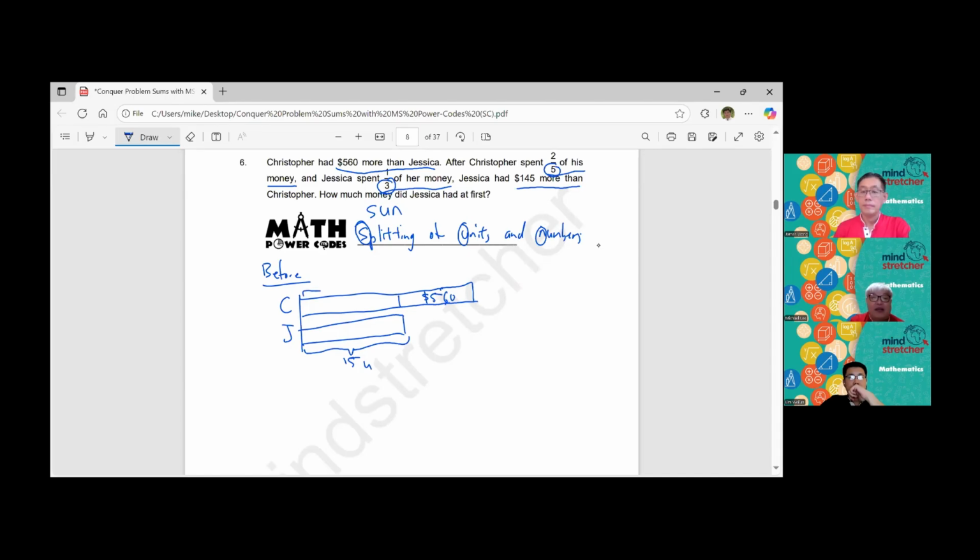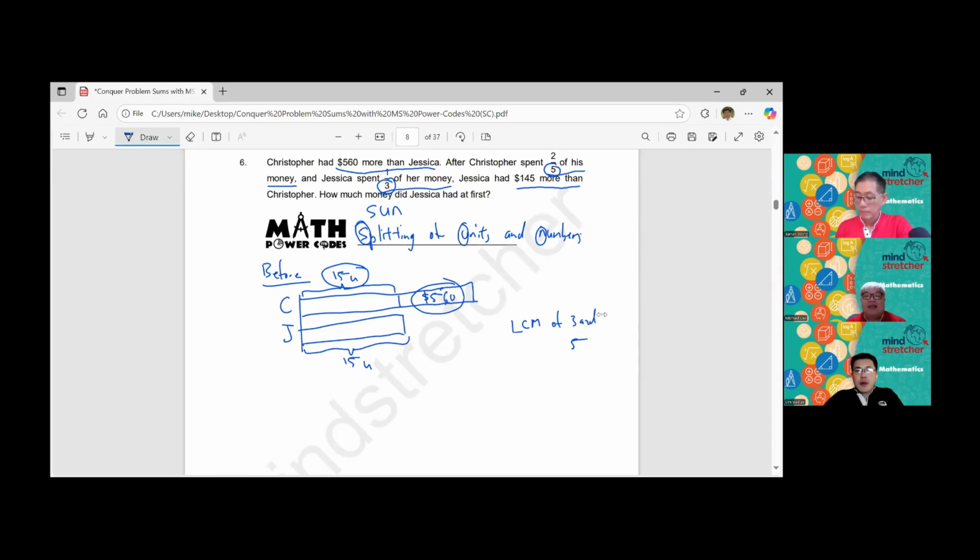That means I have 15 units. For those of you who are not sure why it is 15 units, 15 units is actually the LCM of 3 and 5. So 3 and 5 will give me 15 units. Now I'm going to go through why this heuristic is called splitting of units and numbers. If we look at this model, I have a portion of a model that is in units, and I have another portion that is in numbers.